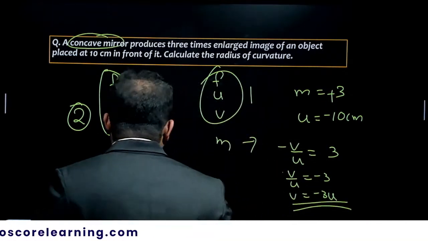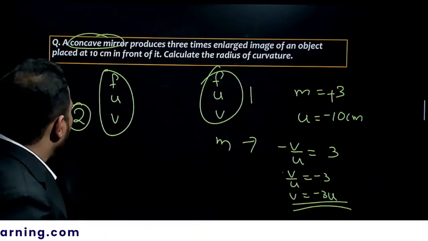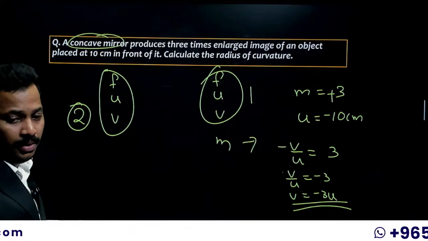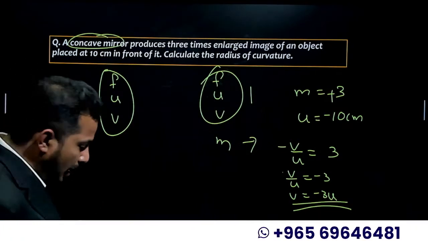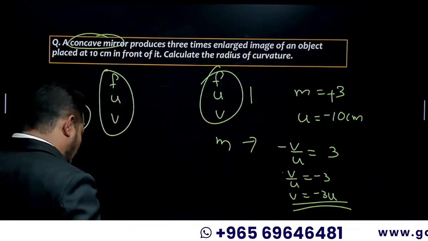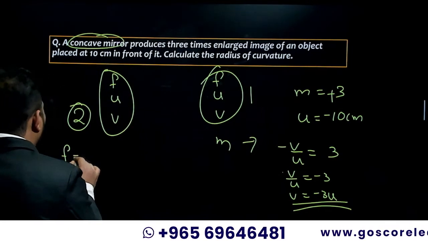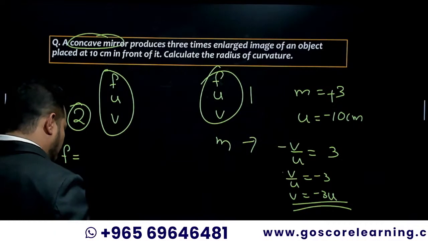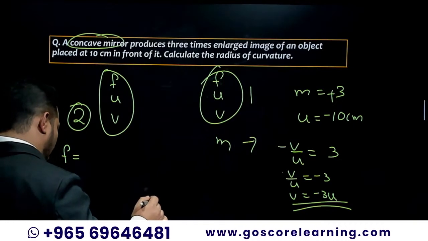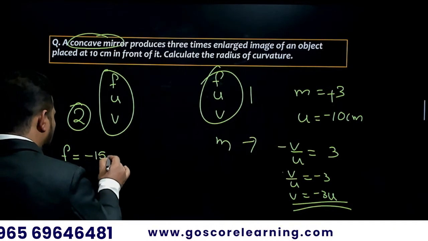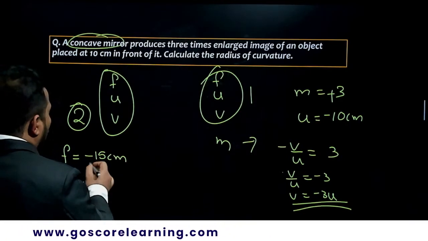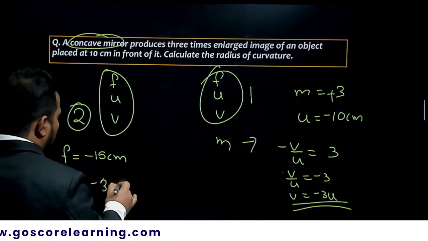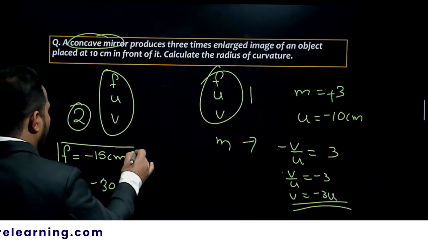I will give you the answer over here, and you can finish that homework and cross check your answer, because this is the same kind of question that we have discussed. Take it as a practice question. After calculation, you will get F is equal to minus 15 centimeter, and the radius will be minus 15 into 2, so minus 30 centimeter. These are the values you are going to get.